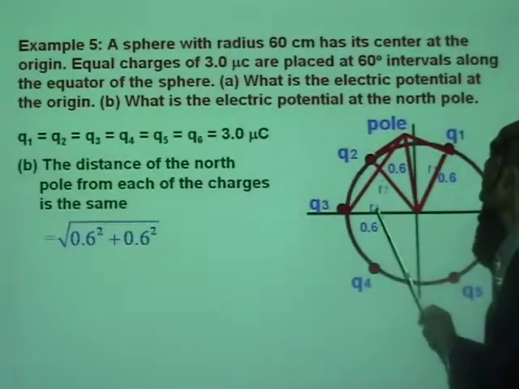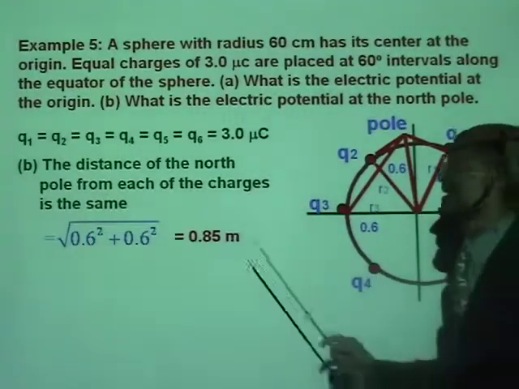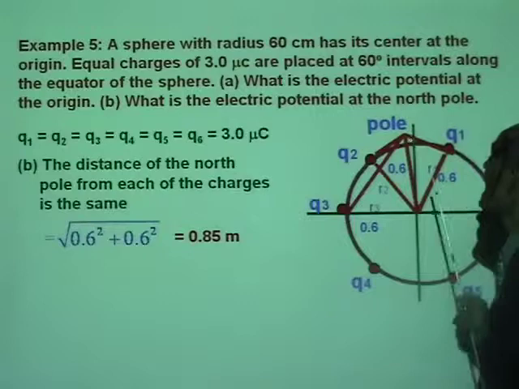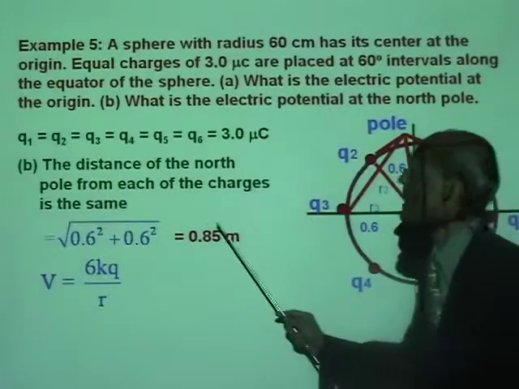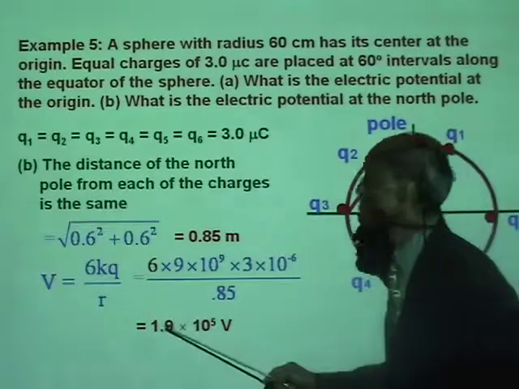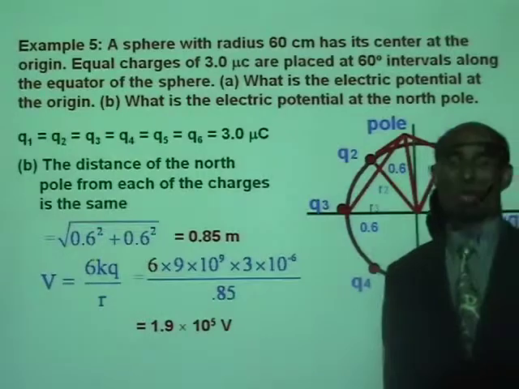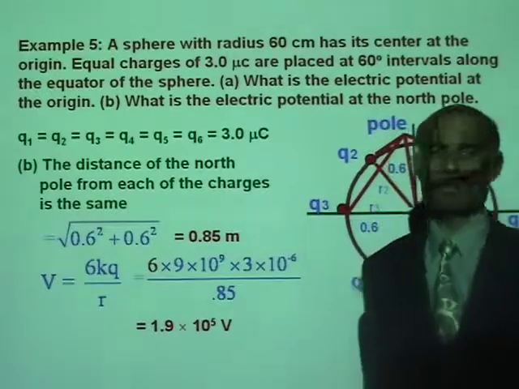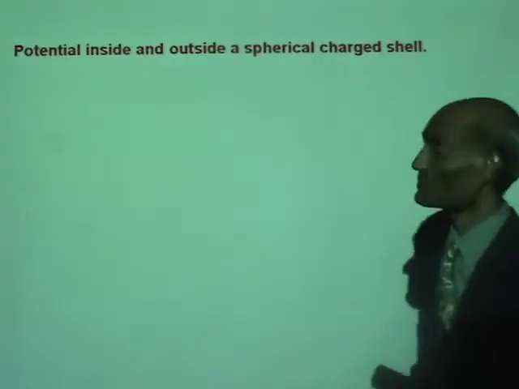And that will be square root of 0.6 squared plus 0.6 squared, and that is 0.85 meter. And so, the potential at the pole now will be 6 kq over r, where r is now 0.85 meter, and that's equal to 1.9 times 10 to the 5 volt. What you need to do is, after watching this, you must work out these on your own, and then only will you be able to do a problem on your own.